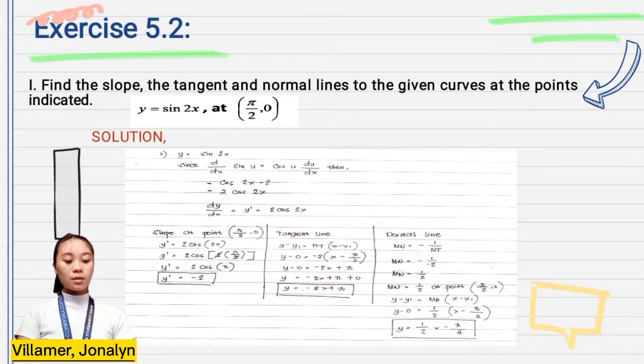For the tangent line, y minus 0 is equal to negative 2 times (x minus pi over 2). y minus 0 is equal to negative 2x plus pi. So y is equal to negative 2x plus pi plus 0. So the answer is y equals negative 2x plus pi. For the normal line, y minus 0 is equal to 1 over 2 times (x minus pi over 2). So the answer is y equals 1 over 2 x minus pi over 4.